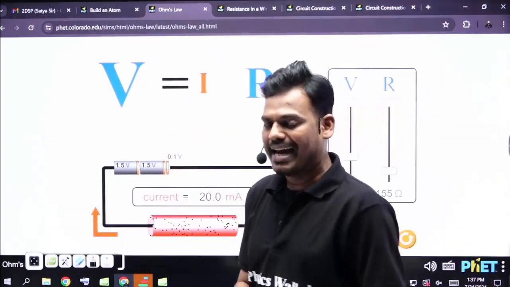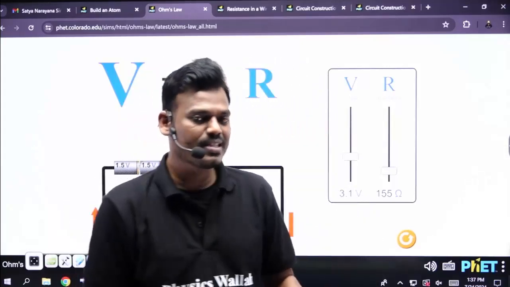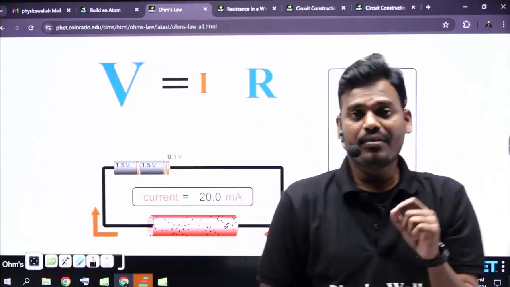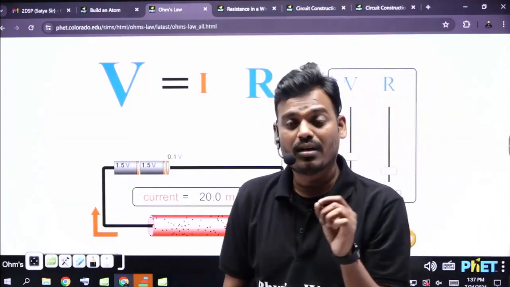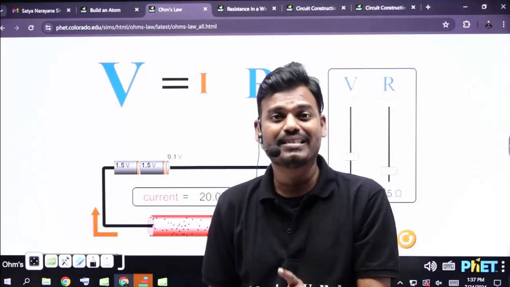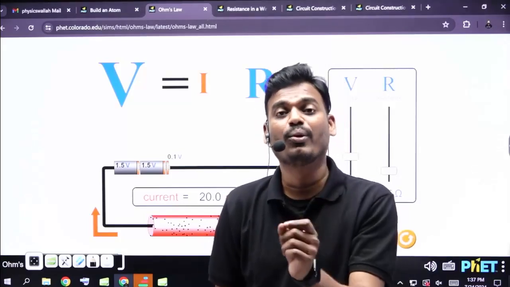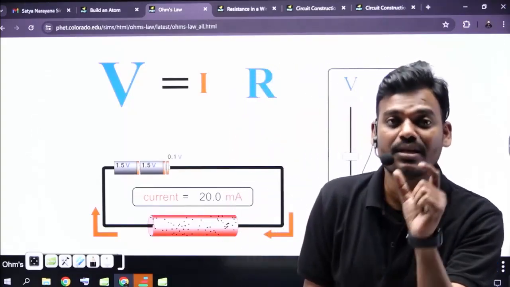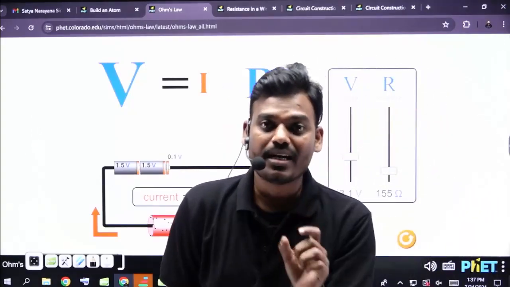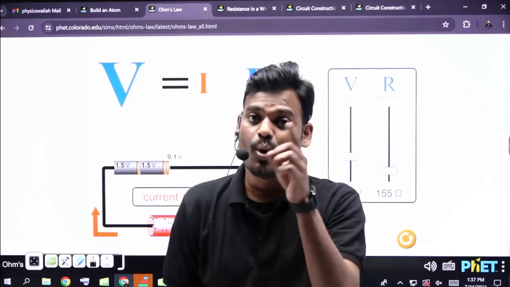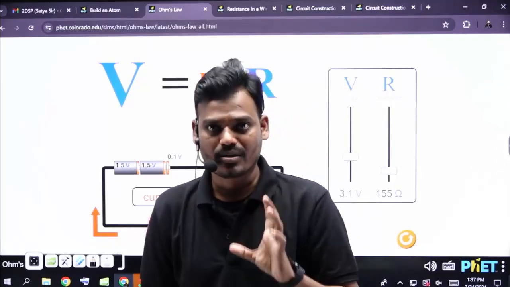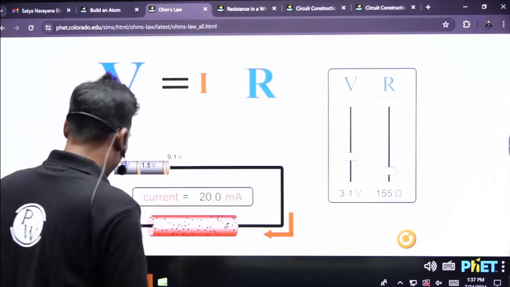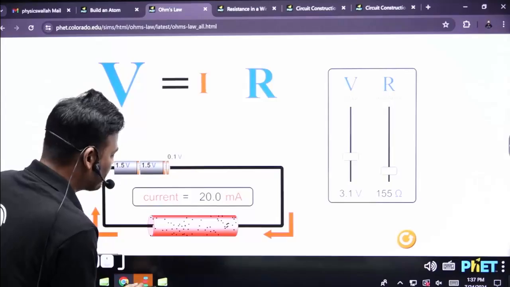Okay. So directly you can say that, according to the statement, the potential difference across the ends of a conductor is directly proportional to the current flowing through it at a constant temperature. This condition is a must. If you don't write this constant temperature, you are going to lose marks. Okay. Now hopefully you understand this concept, Ohm's law.